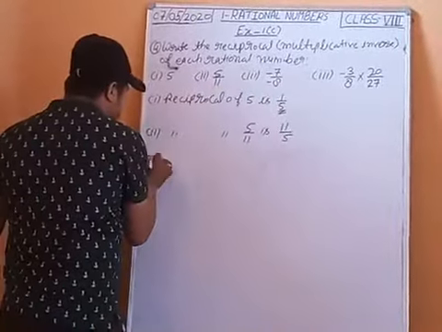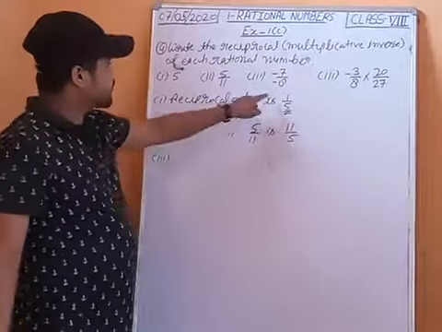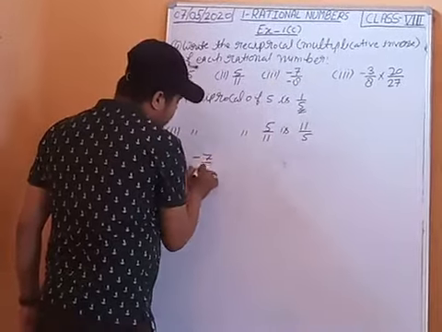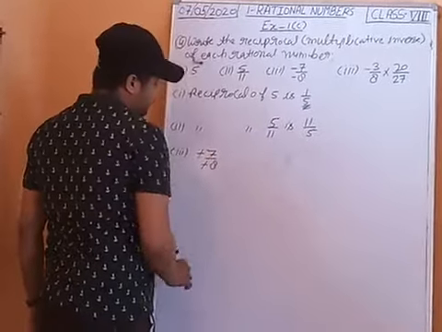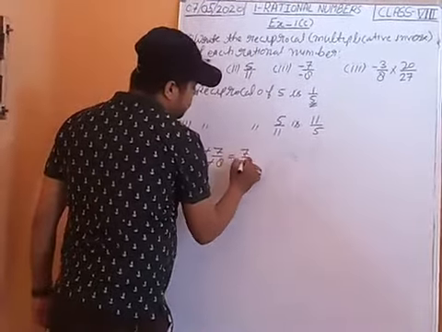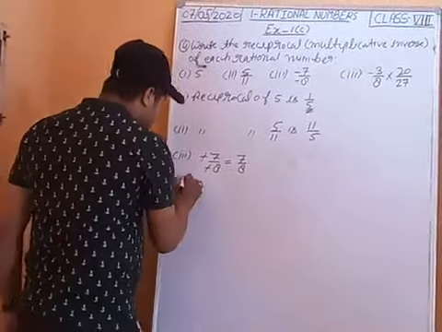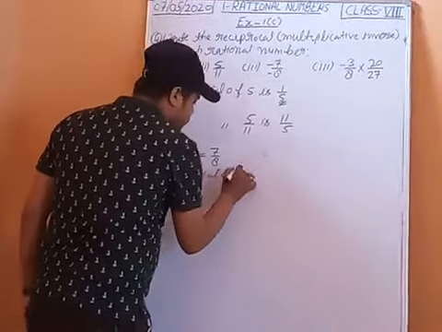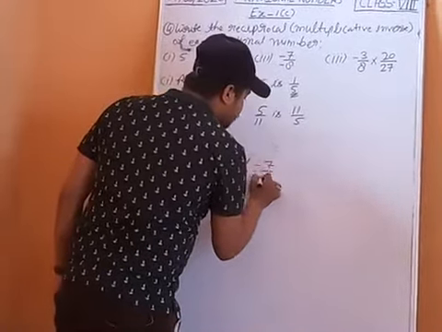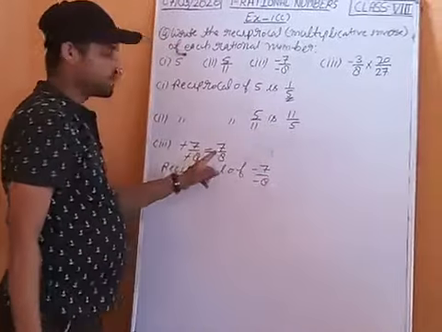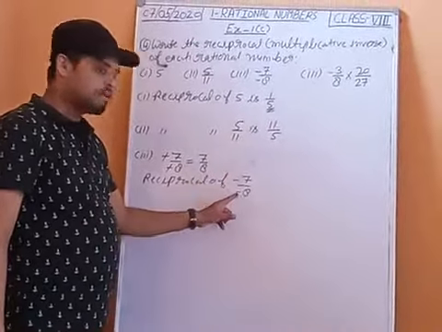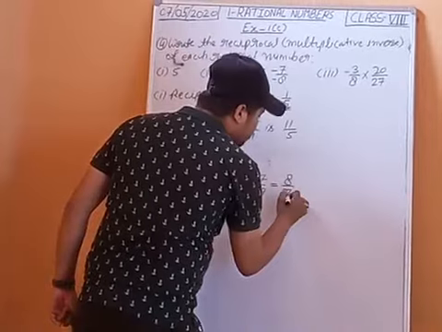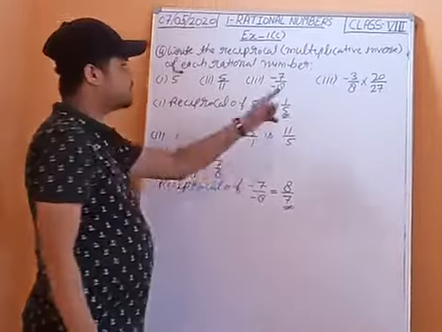Next, third part. In third part, here is some calculation. See carefully. So we will write this minus 7 upon minus 8. So minus minus cancel. It means 7 upon 8. So reciprocal of minus 7 upon minus 8. We will not write 7 upon 8. We will write minus 7 upon minus 8. So reciprocal of this, 8 upon 7. This third part.